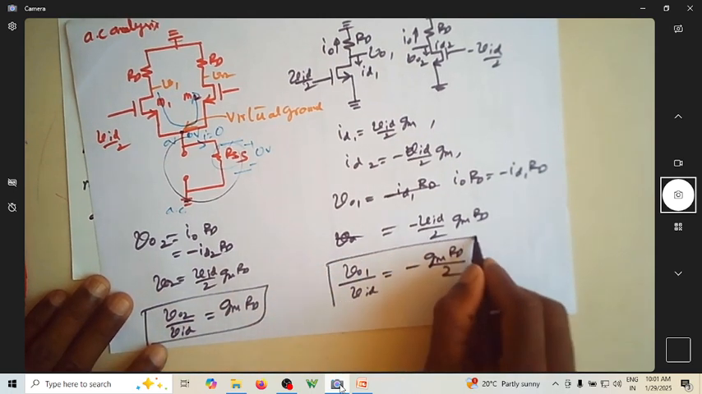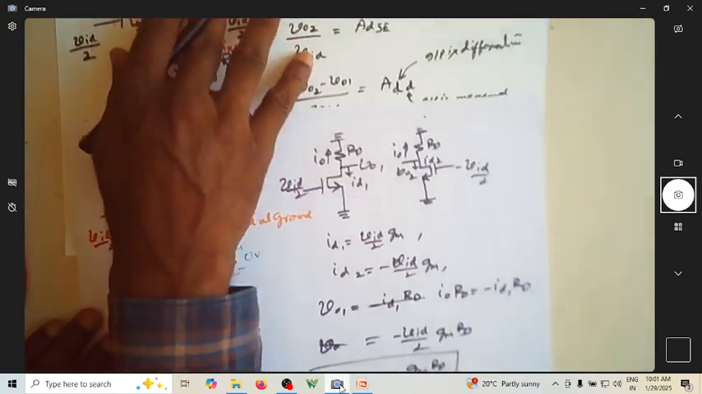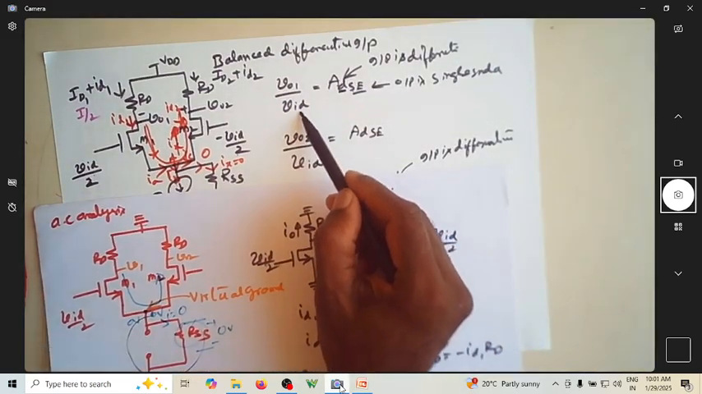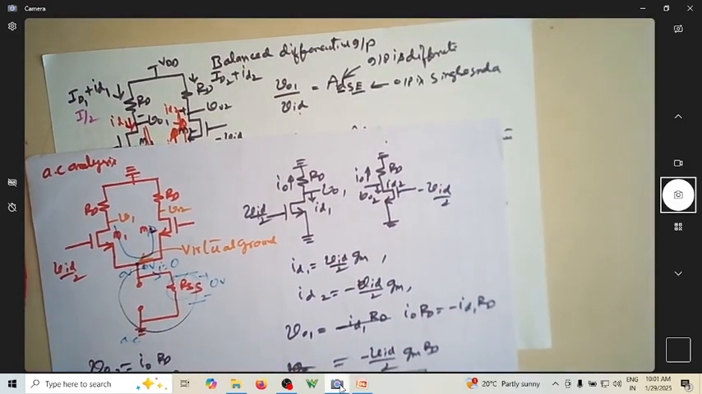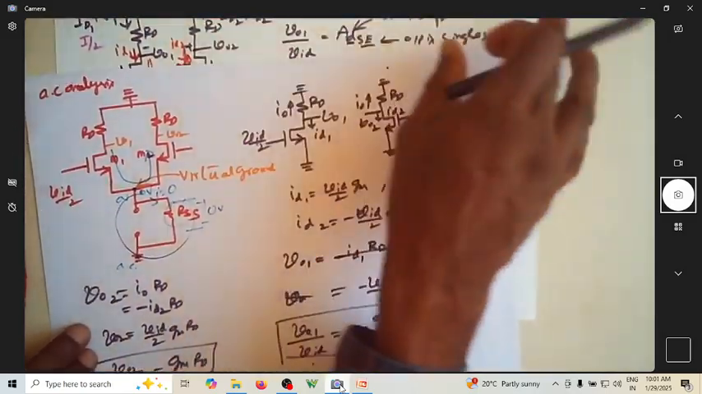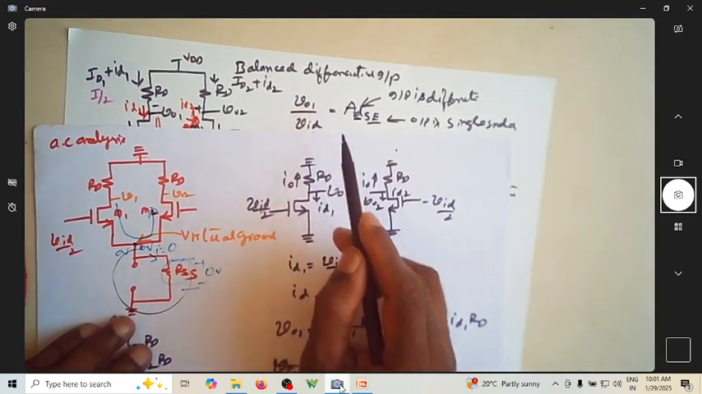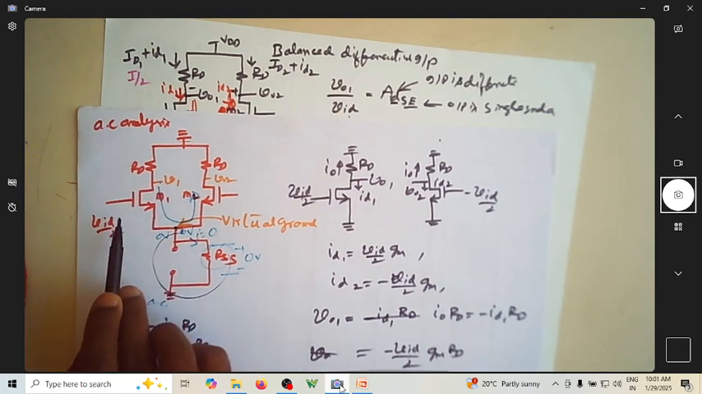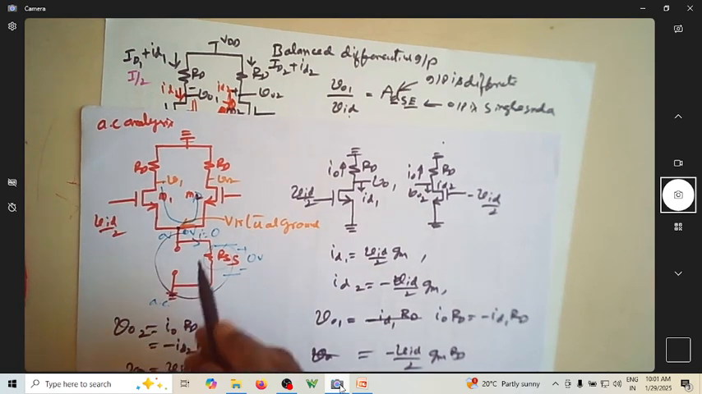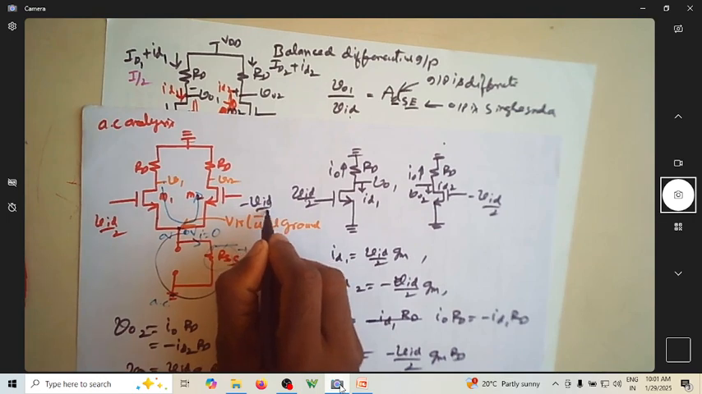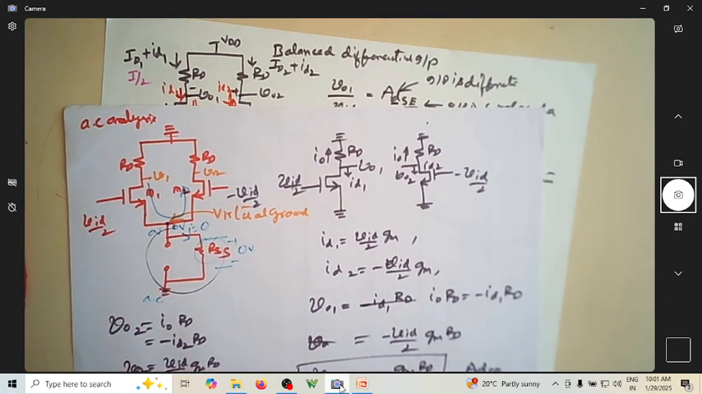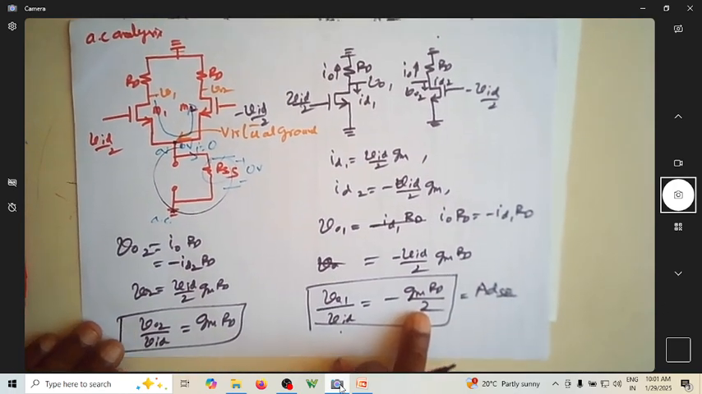So what is this? This is what we are looking for. We were looking for V01 by VID. We got V01 by VID. See here, this is what we are looking for. We were looking for V01 by VID, which was ADSE, the output measured at this point, considering this as, of course, minus VID by 2. If the output is measured here with respect to ground with these inputs, it is minus GM into RD by 2.